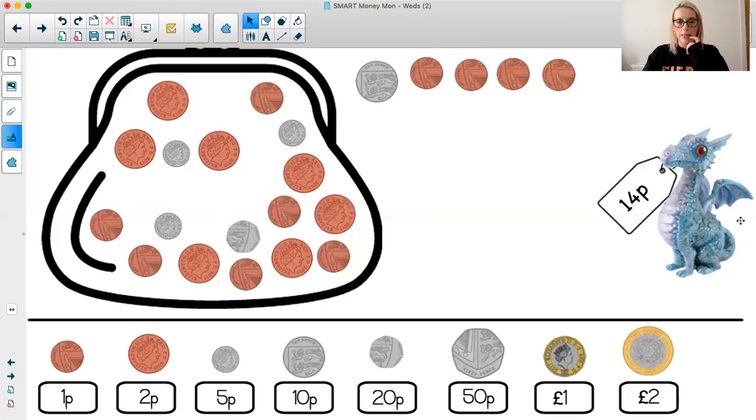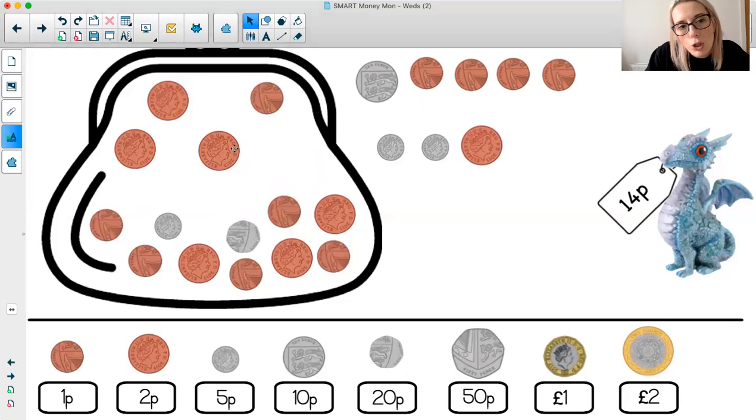How else could I make it? How about if I did 2 10p's? There we go. 2 10p's, 2 5p's to make my 10p. So 2 5p's make my 10p. Then I've just got to make up the 4, haven't I? Well, this time I could maybe use a 2 and a 2. That's 14p too. Now, you might come up with lots of ideas, so you can do that in your own time. But it's going to help us think about our challenges for today, which are as follows.